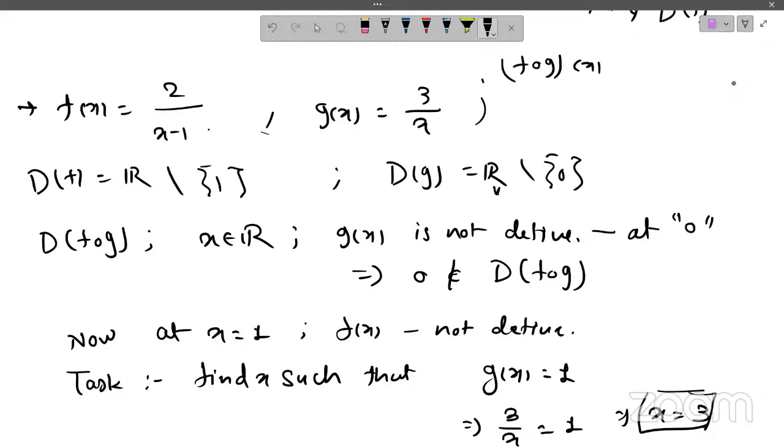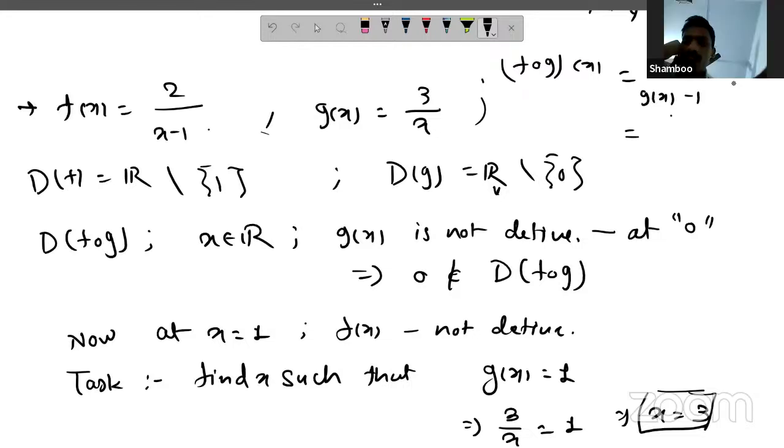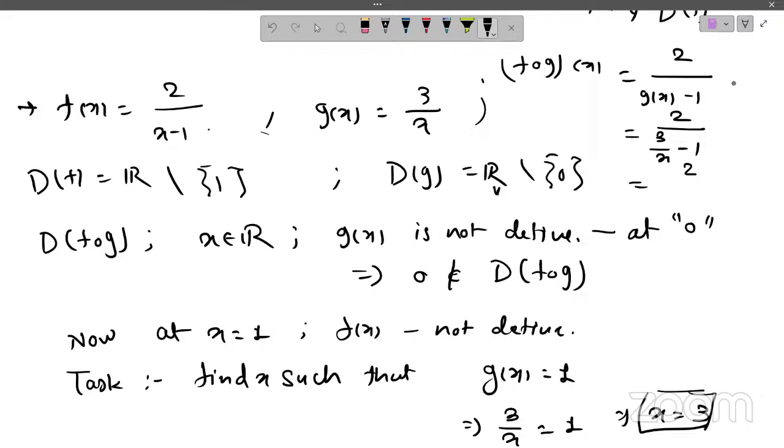Suppose f of g of x. So what do we have to find? First of all, we are doing 2x. In place of x, we have to put g of x minus 1, right? So it is 2 upon 3 upon x minus 1. So what would it be? It would be 2x upon 3 minus x, right?